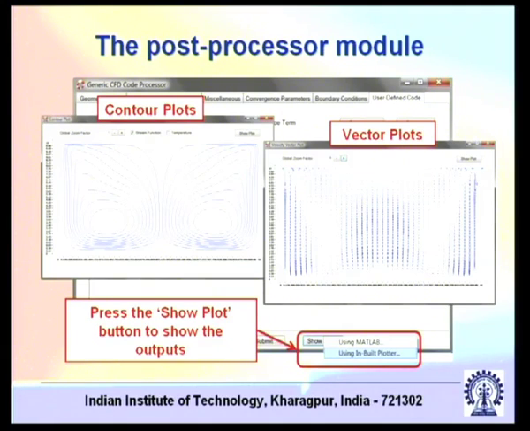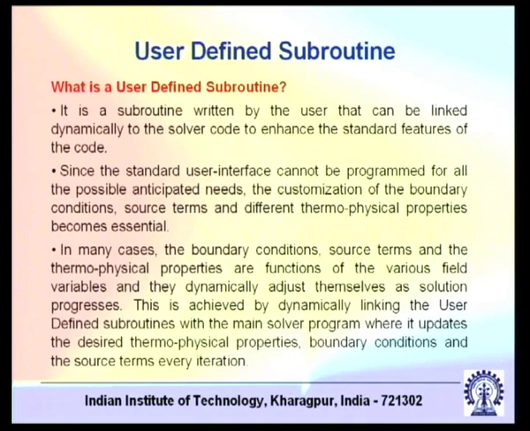So what are contour plots? These are iso lines, that means lines with constant values, different lines with different constant values, and you can also show vector plots where you have the velocity field, for example.